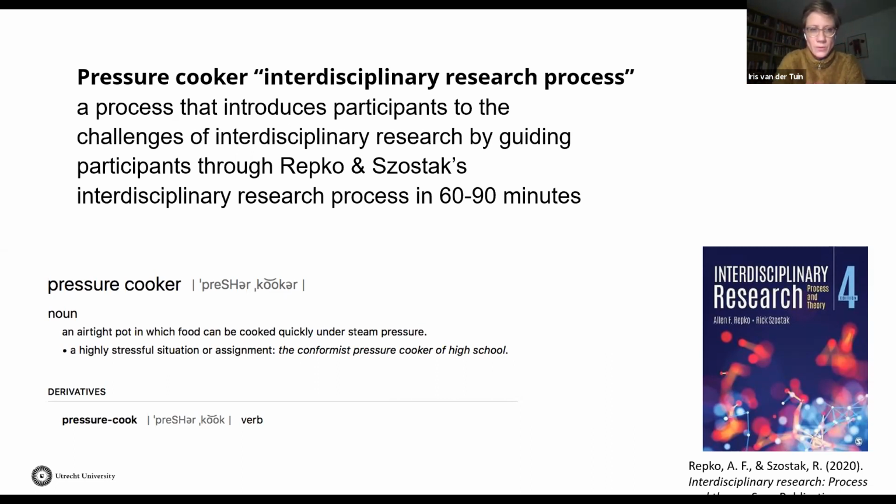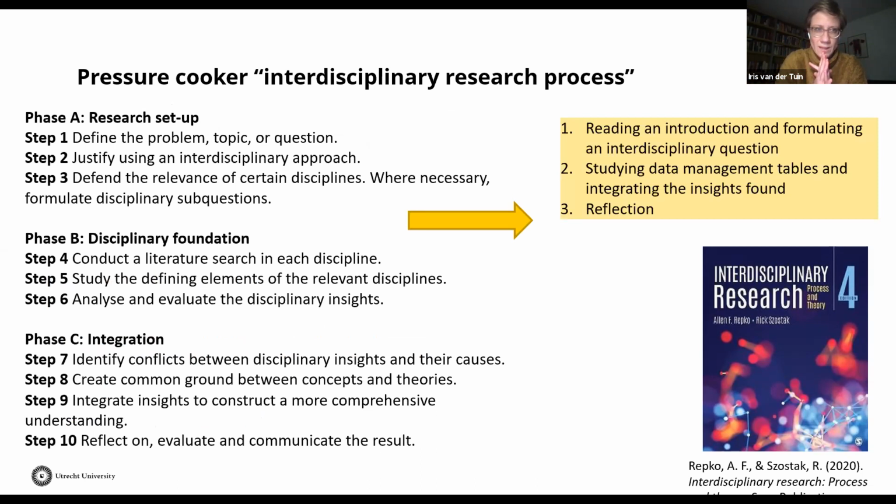So what we do, and some of you will know this, Merel, if you can go to the next slide, some of you will know that the step-by-step model of interdisciplinary research that Repko and Szostak present in now the 4th edition of their book, Interdisciplinary Research, consists of 10 steps and 3 phases. So the first phase consists of a research setup in which you, for example, define your problem area, justify your interdisciplinary approach, defend the relevance of certain disciplines when it comes to the question that you're asking.